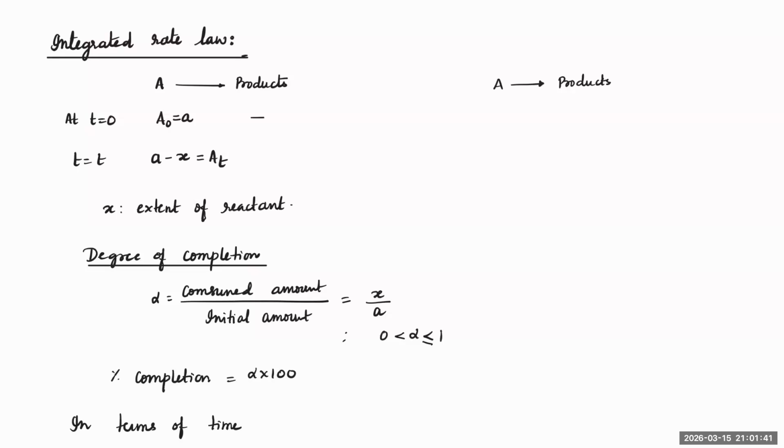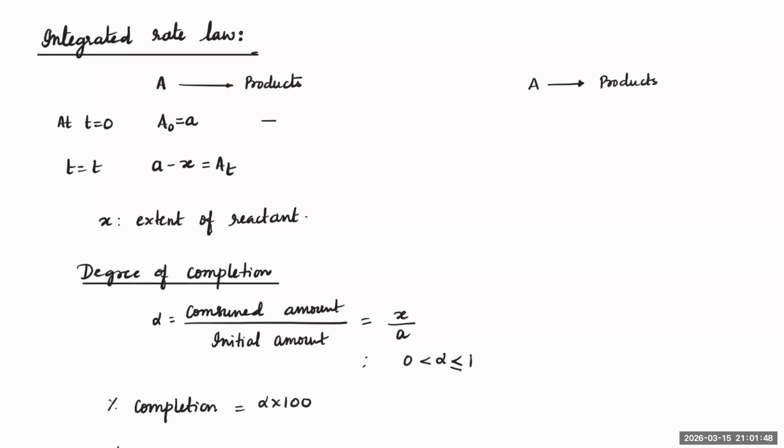First, let's see. Imagine there is a single reactant giving some product. Imagine the initial concentration is A, I'll write the concentration as A naught. After some time T, there is some X amount of the concentration lost. So that means A minus X will be the new concentration, which we write as AT. X is defined as the extent of reaction. That means how much of the reaction has happened.